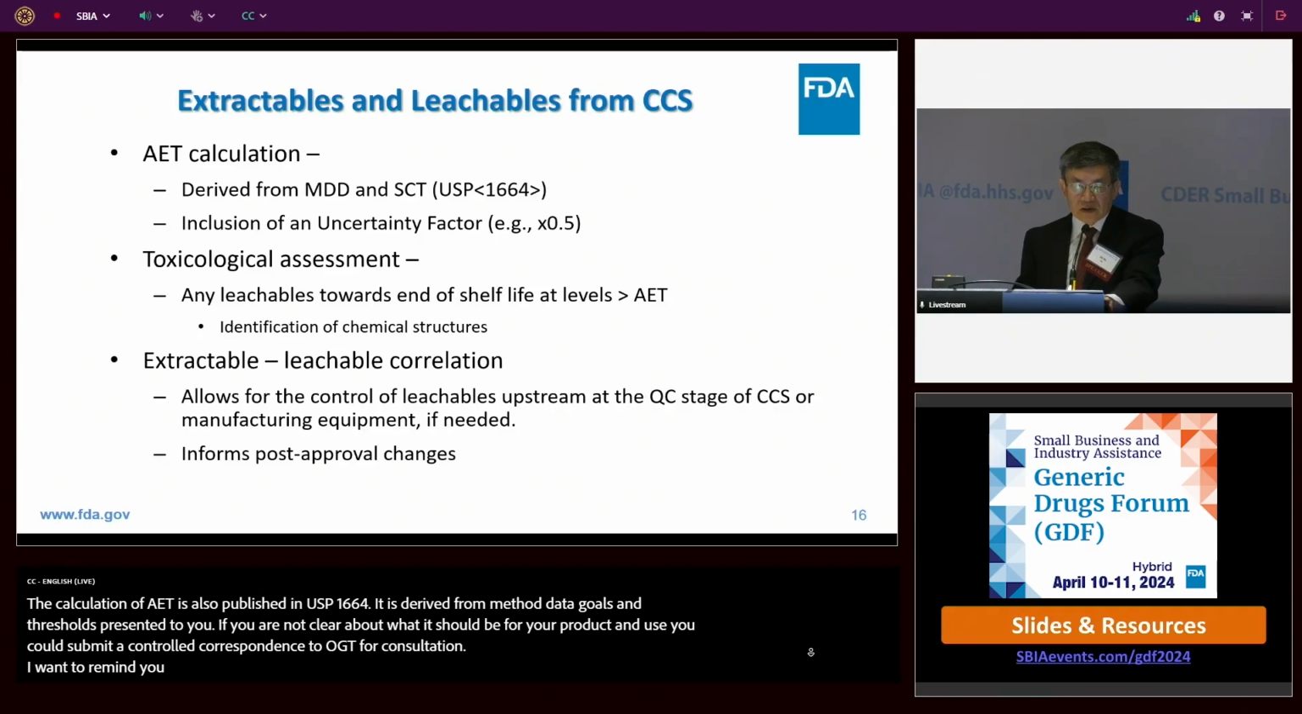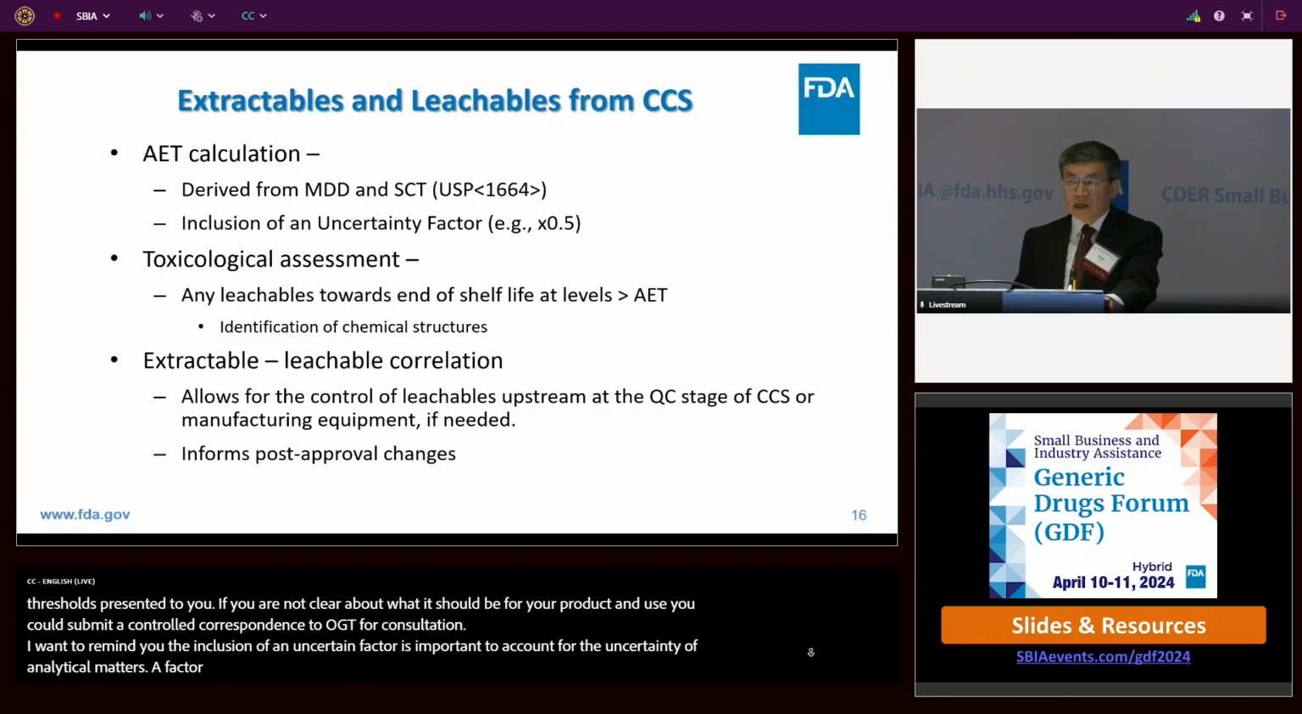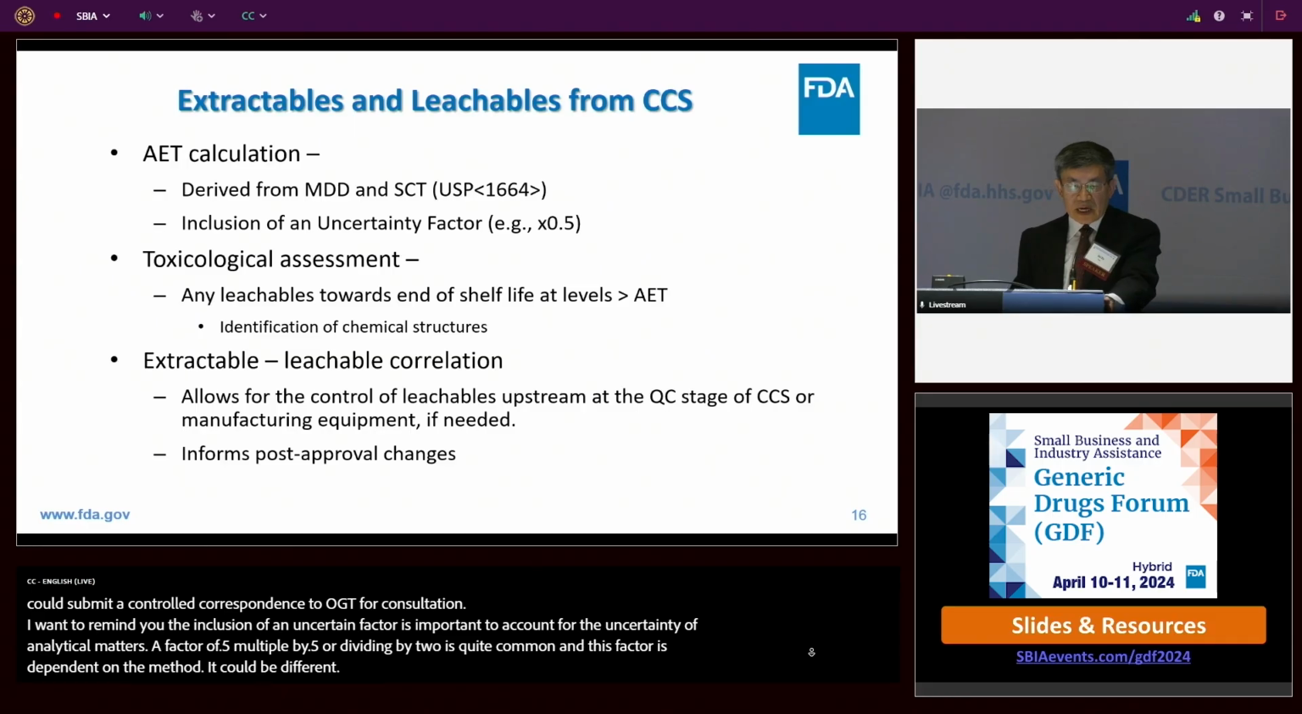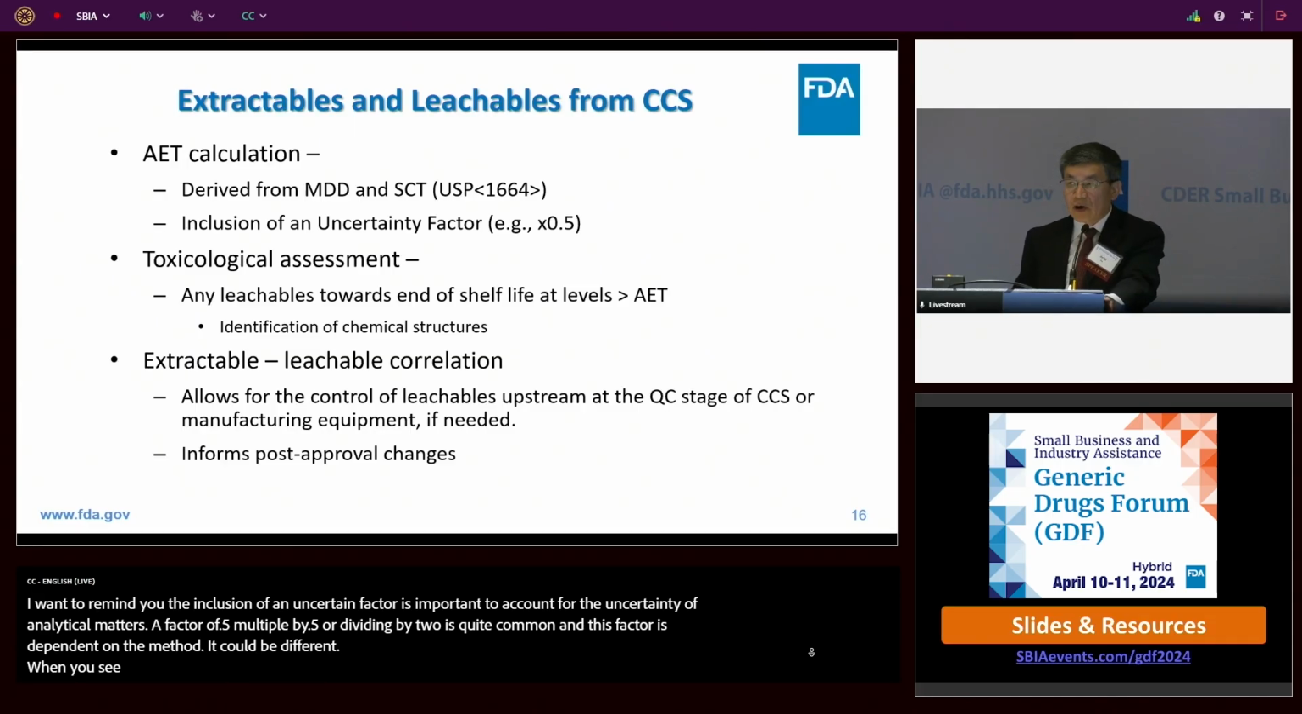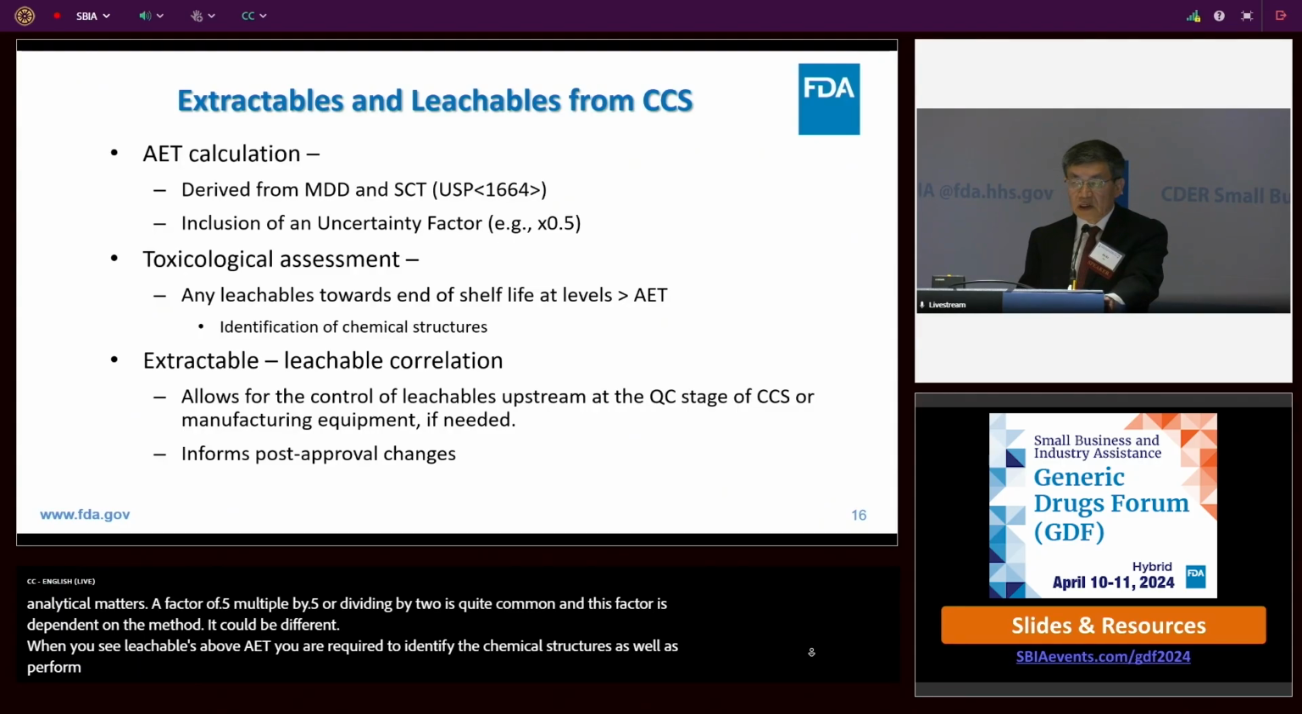To account for the uncertainty of the analytical method, a factor of 0.5, multiplying by 0.5 or dividing by 2, is quite common. And this factor is actually dependent on the method. It could be different. Okay. When you see any leachables that are above AET, then you are required to identify the chemical structures as well as perform the toxicological assessment. And when you submit your application, you do need to submit both, not only the chemical structures, but also the toxicological assessment so that we can review your application.